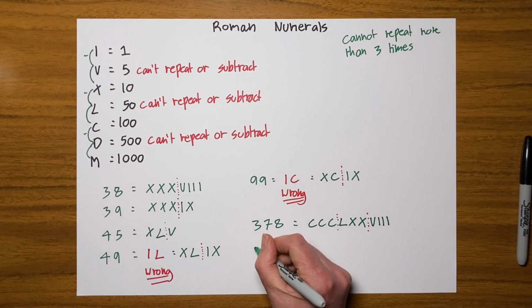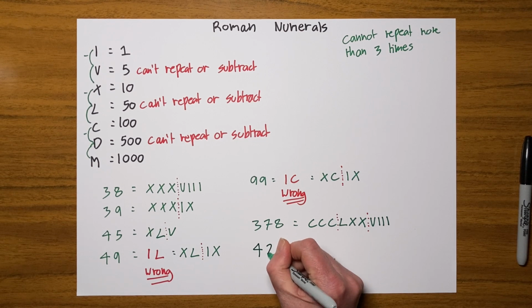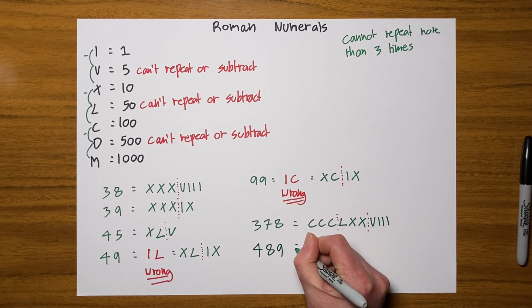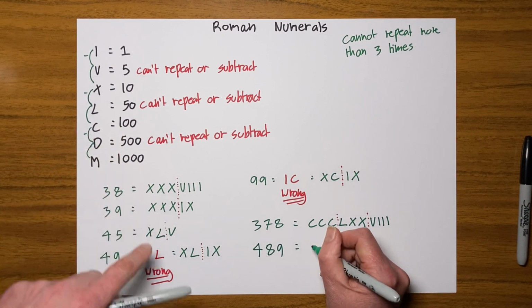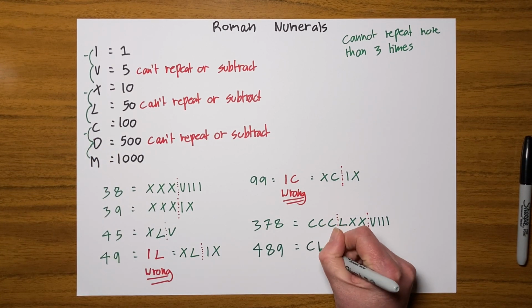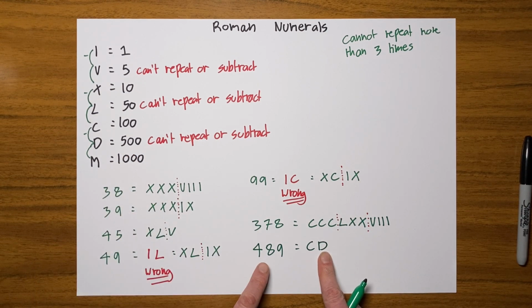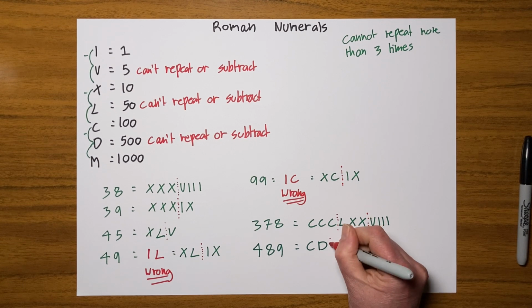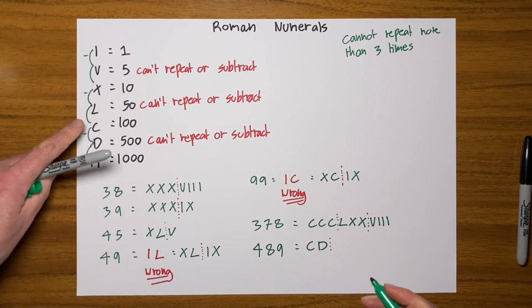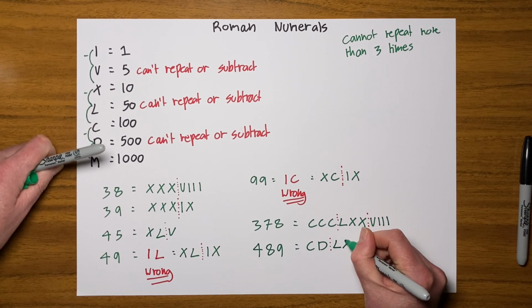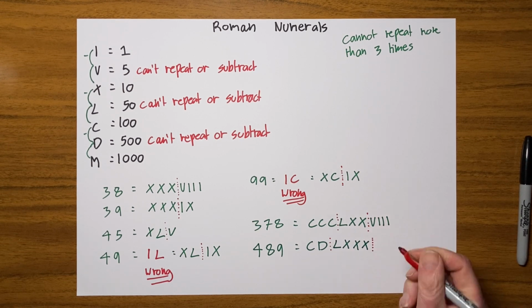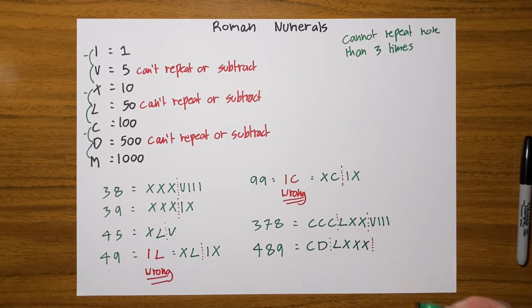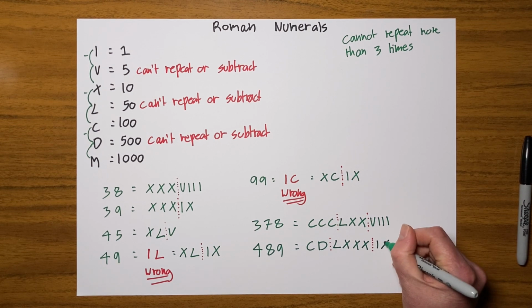All right, let's do 489. Now I can't do 4 lots of 100 because I can't repeat 100 4 times. So I'm going to have to do 100 less than 500. So that will be C and then D, because D is 500. So that's my 400 sorted. Now I'm going to do my 80, which is going to be 50, and then 60, 70, 80. And then lastly, I'm going to do my 9, which is going to be 1 less than 10.